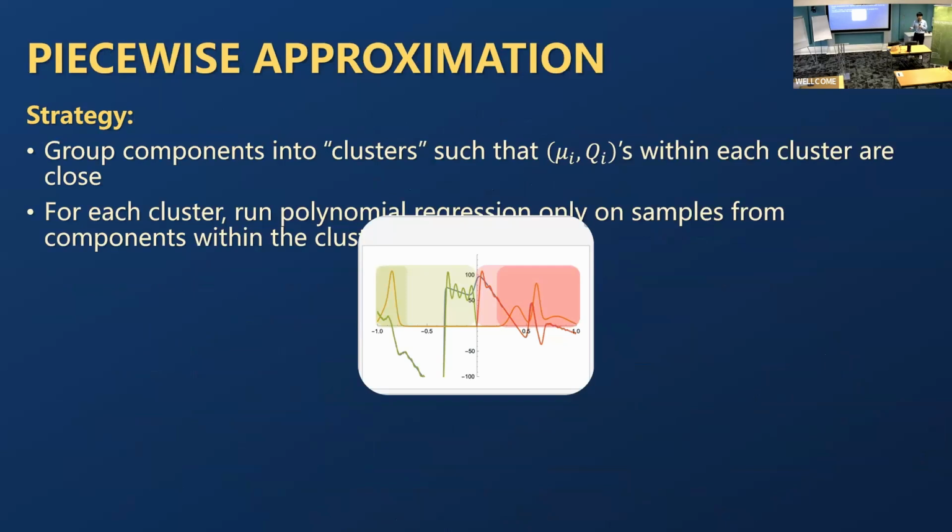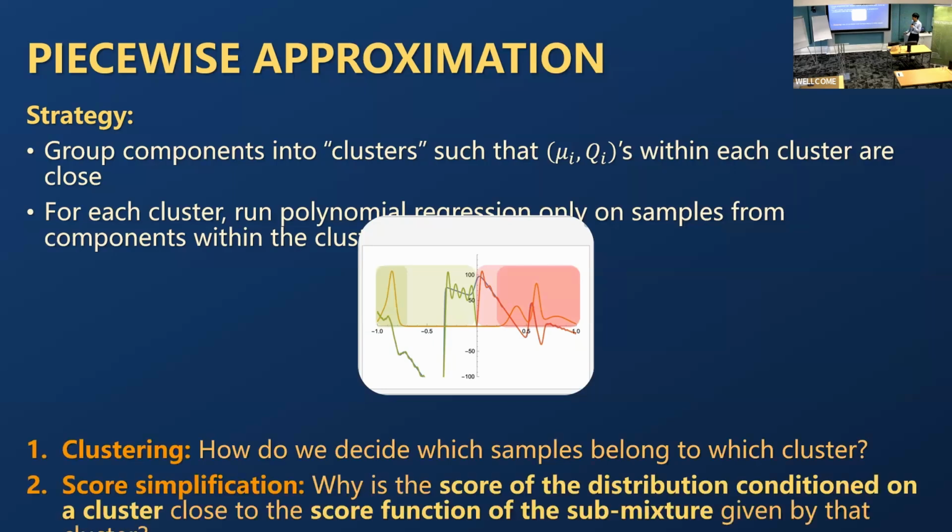So that works in the case where the components are all close to each other. How do I now proceed for general mixtures where maybe some components are close to each other, some are far apart? The natural thing to do would be some sort of clustering, right? So we're going to group our components into clusters so that within each cluster, the relevant components are close. And then within each cluster, we're just going to run polynomial regression. So this leaves two technical questions.